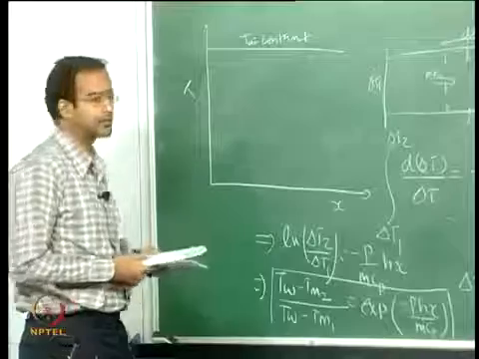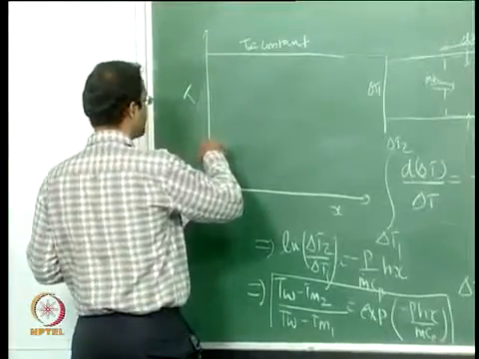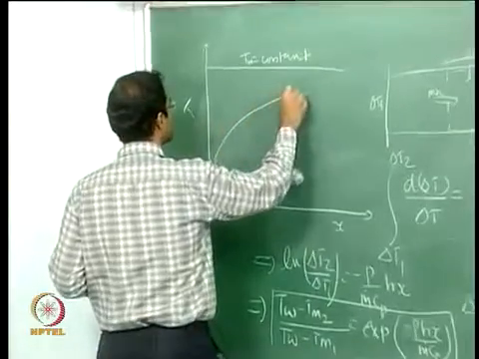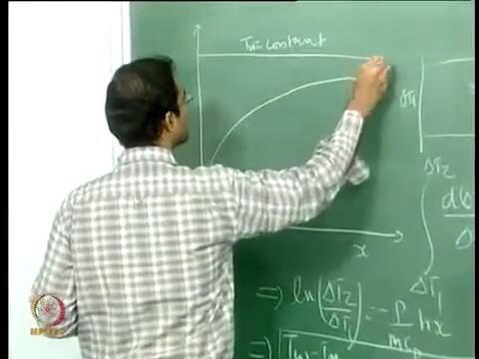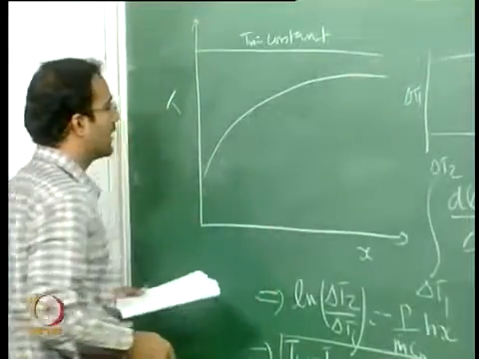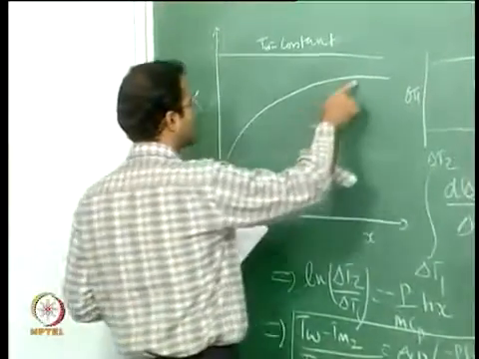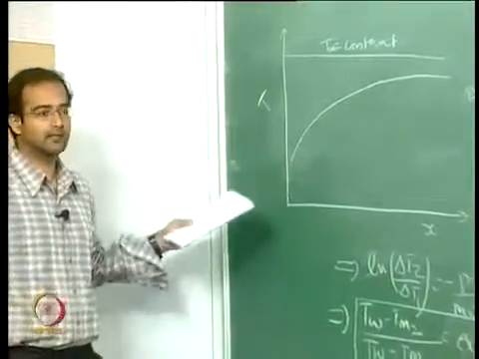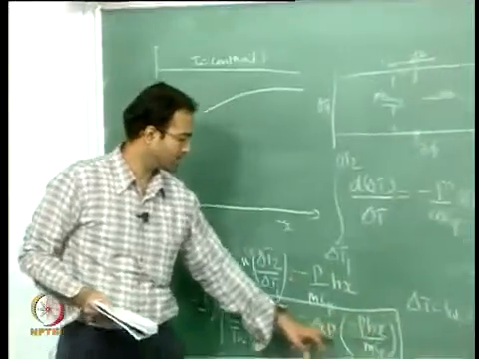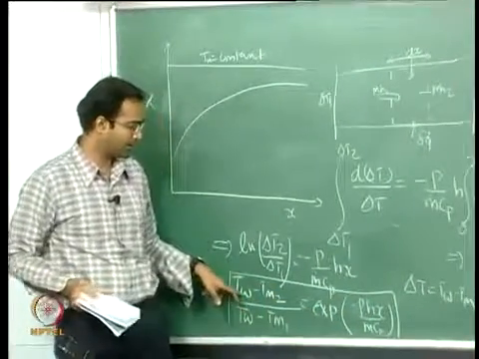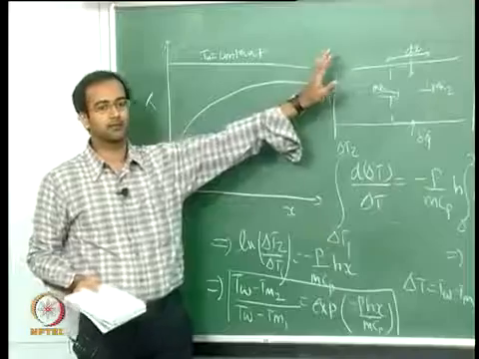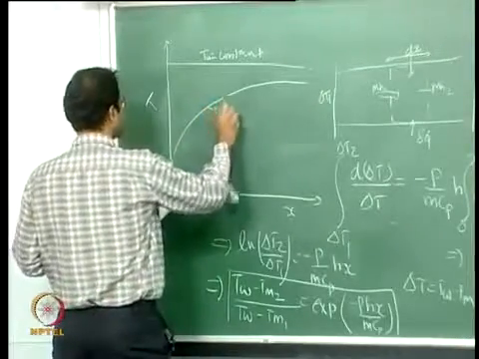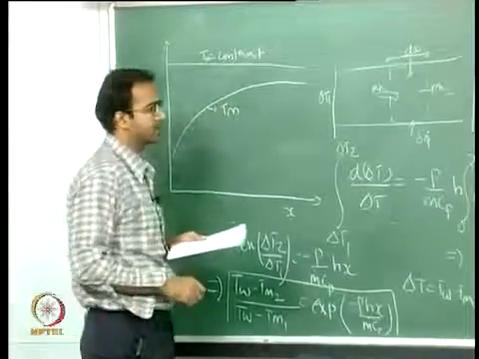So if you plot this expression, if you start with some mean temperature at the inlet, you will find that the mean temperature keeps varying in a logarithmic fashion like this, and it will asymptotically meet T wall. When x goes to infinity, this becomes 0, and therefore T mean will become T wall. So this is the variation of Tm, the mean temperature of the fluid.